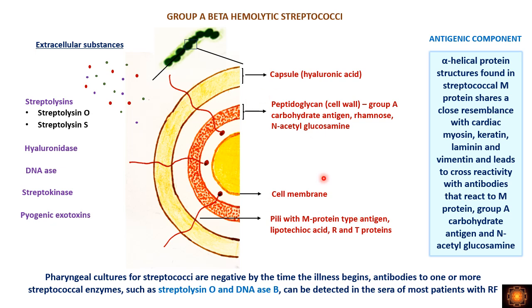So we don't find the streptococci in the culture, but instead, if we see the titers of the streptococcal enzymes like streptolysin O and DNase B, these will be raised. So we can detect these enzymes, and we cannot detect the bacteria in the pharyngeal culture.